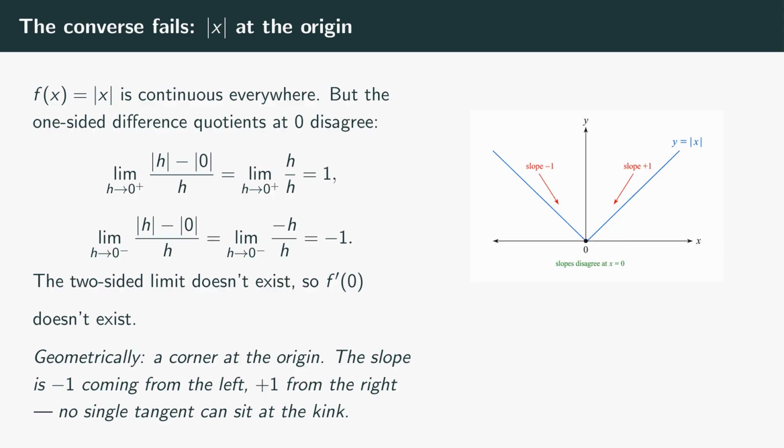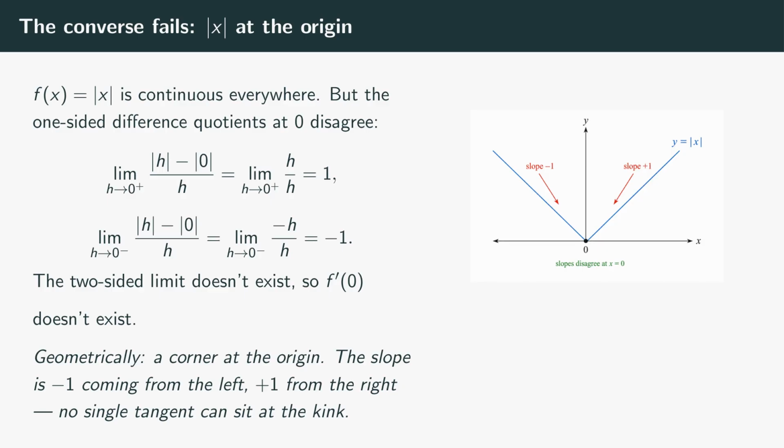The converse of that theorem is false, and the cleanest counterexample fits on a postcard. Take f of x equal to absolute value of x. Continuous everywhere. Its graph is the classic V, two rays meeting at the origin, no jumps. But not differentiable at 0. Plug 0 into the definition.